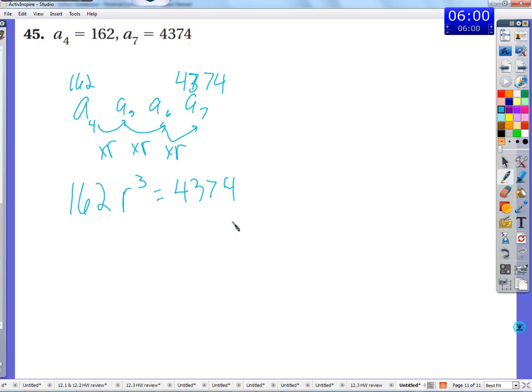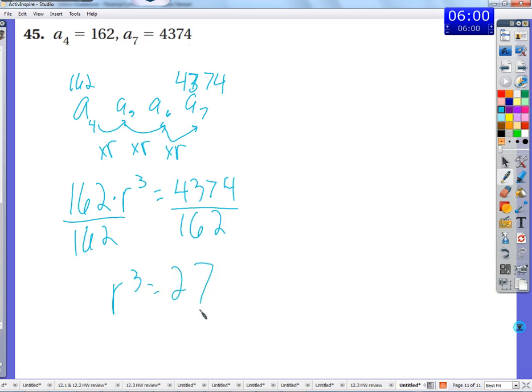Solve for r. We've made a true statement about r, and now if we can use our algebra powers, get r by itself, and we'll know what that number is. What do we do first? Divide by 162. Not subtract 162, not add 162, but divide by 162 because we're canceling out that multiplication. You get r to the third equals, I think it's 27.